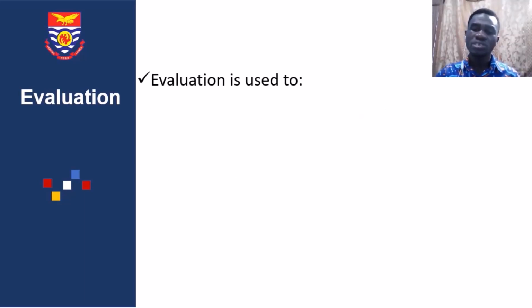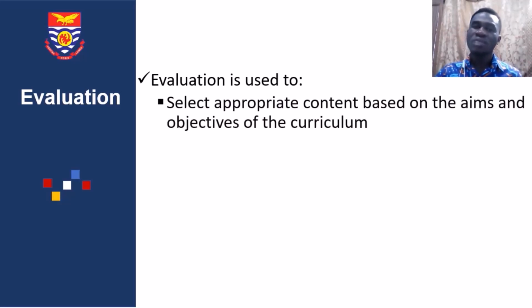Now, evaluation. What is evaluation used for? Evaluation is used to select appropriate content based on the aims and objectives of the curriculum. So, the content has been provided, but as to whether the content that were provided in the curriculum were based on the objectives of the curriculum, it is only the evaluation that can provide an answer to that.